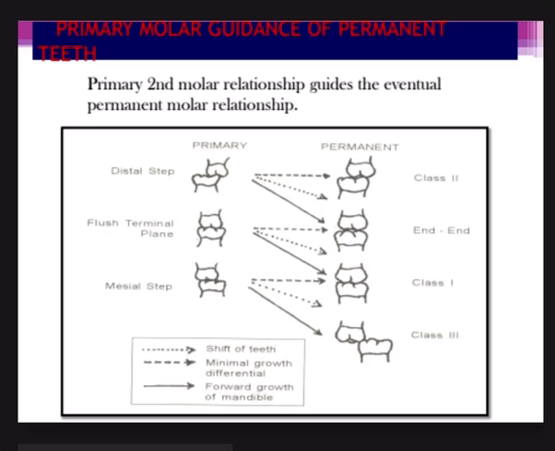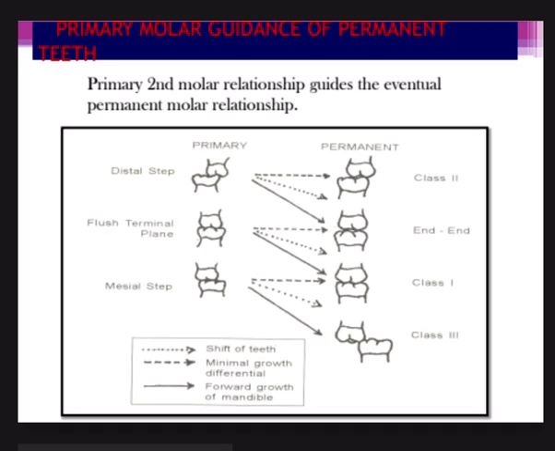Or if there is minimal growth differential, it will be somewhere between end to end and class 1. Okay, flush terminal plane. Similarly, mesial step, when the lower second primary molar is mesial to that of the upper, you will get, when there is a forward growth of mandible, mesial step, as I told you, it is erupting into class 1. But if there is advanced forward growth of mandible, then it will become class 3.